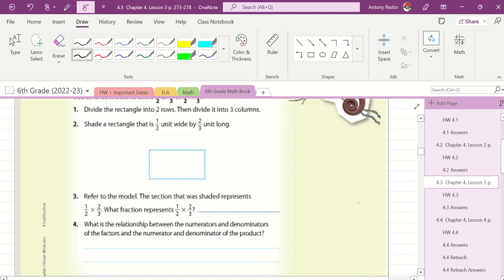Shade the rectangle that is 1/2 unit wide by 2/3 unit long. So, divide the rectangle into 2 rows, then divide it into 3 columns. My estimation rows are like this, and 3 columns would be like this. I'm going to go ahead and make the columns a little bit even. Shade the rectangle that is 1/2 unit wide by 2/3 unit long.